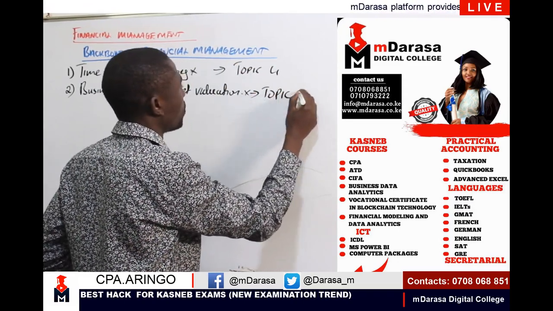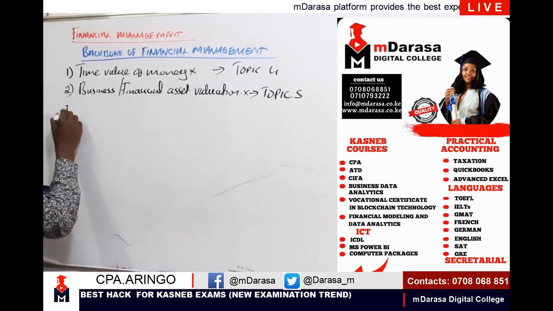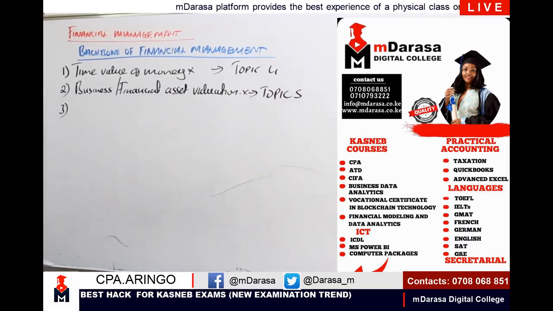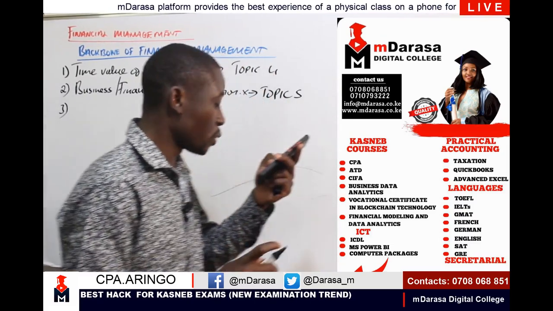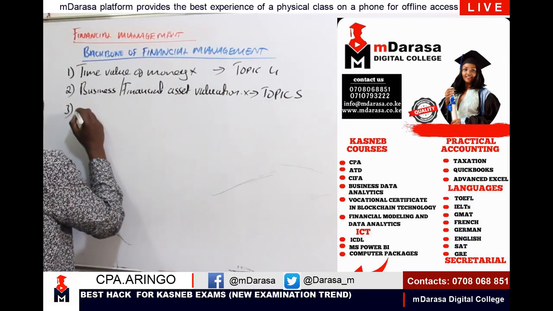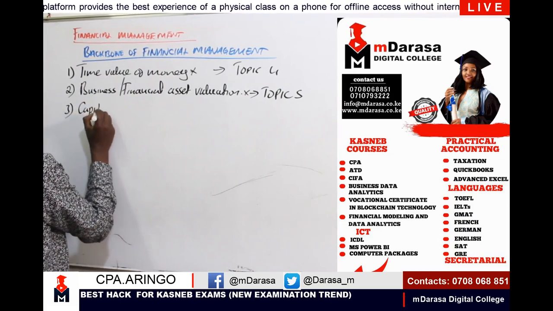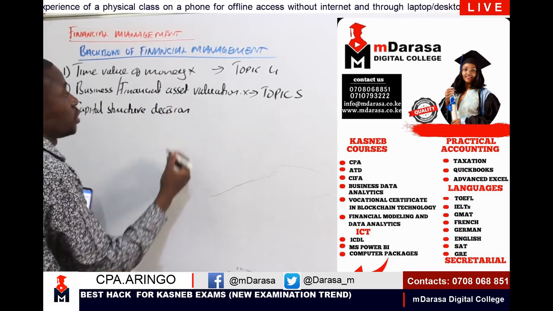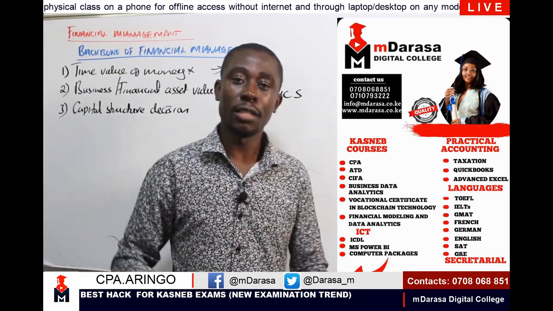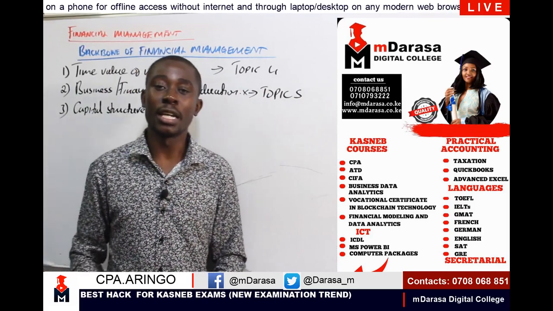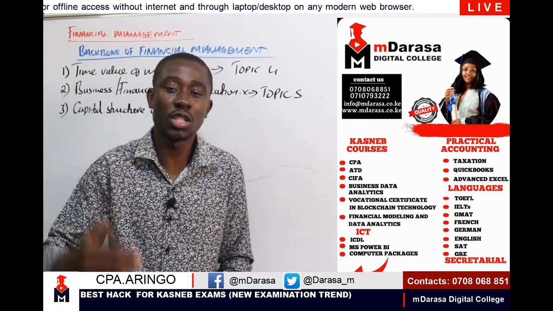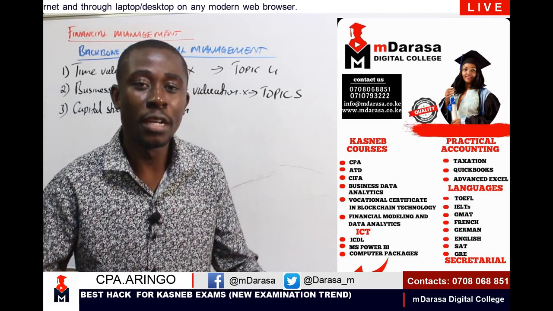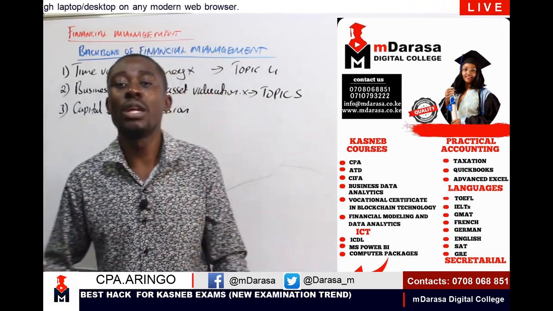Intermediate, this is basically topic number five. Then you also have number three at this point, the concept of cost of capital, rather, capital structure decisions. It is at this point where we normally talk of cost of equity, cost of retained earnings. So of course, you're having ordinary shares and retained earnings. Talk about cost of preference shares. Talk about cost of debentures. You should be able to know redeemable and irredeemable debentures.